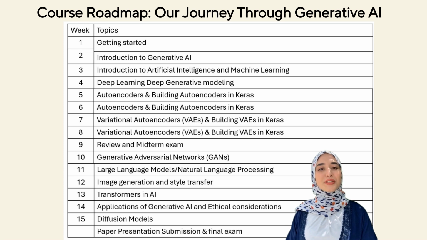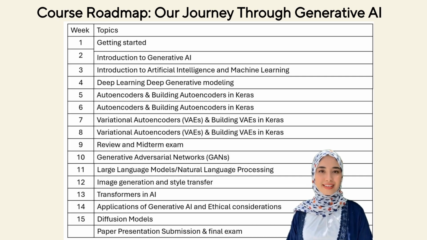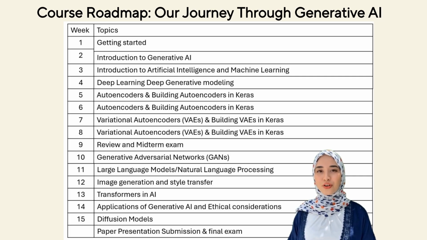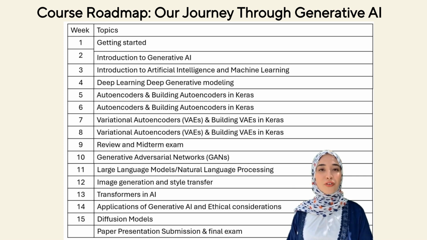And don't worry, you won't need to install anything complex. We'll use Google Colab, an online environment that makes coding and experimentation simple and accessible for everyone. Weeks 7 and 8 take us deeper into variational autoencoders, VAEs, models that can generate new data by sampling from learned latent spaces. You'll also implement VAEs in Keras, gaining practical experience in how AI learns to imagine. In week 9, we'll pause for a review and the midterm exam, consolidating everything you've learned so far.